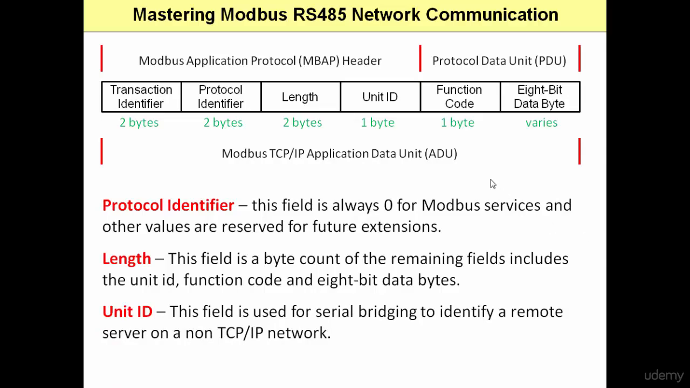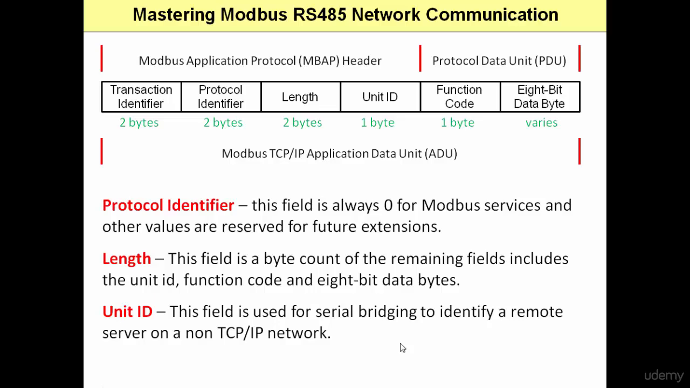And then we have the unit ID. Now, I know it's a little confusing. I took out the address from the data frame, where they had address, function code, 8-bit data byte, and error check. And yet we have this unit ID here. We don't need a unit ID for normal Modbus TCP IP communications, because we have the IP address. However, in certain cases, it says this field is used for serial bridging to identify a remote server on a non-TCP IP network.